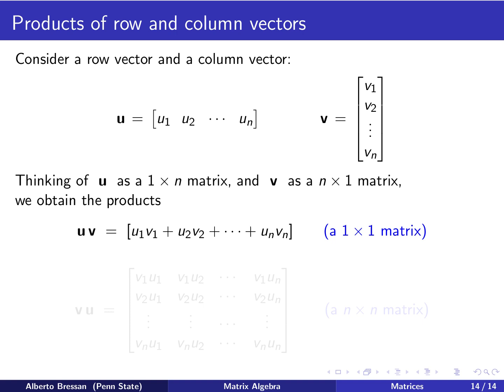So for U times V, you multiply the corresponding elements, make all these products, and add them all up. And in the end, you will have a 1 by 1 matrix, which is just a single number.